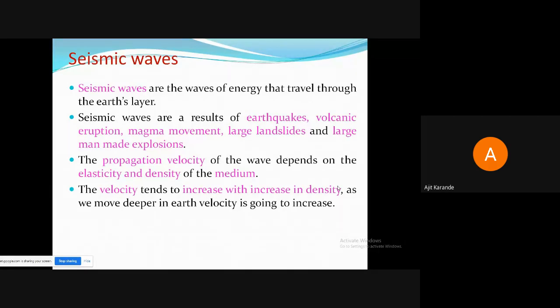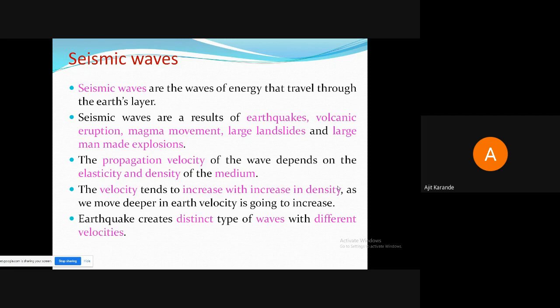So, as we consider the core portion of the earth, this core portion has a very high density as compared to crust and mantle. So in the core portion, the velocity, or you can say the speed, is more as compared to the mantle layer and the crust layer. So this is the difference, because these three layers possess different properties, physical as well as mechanical properties.